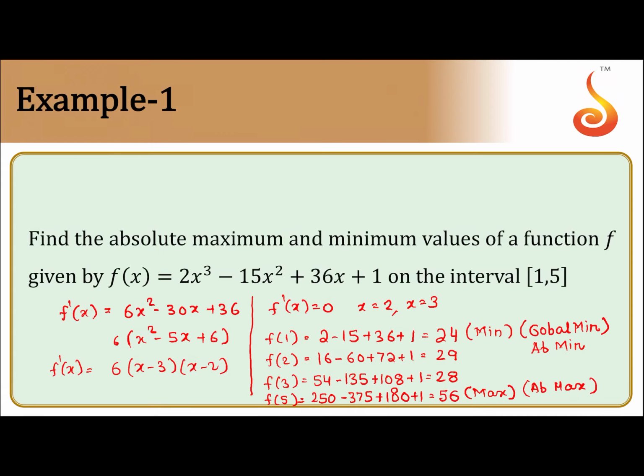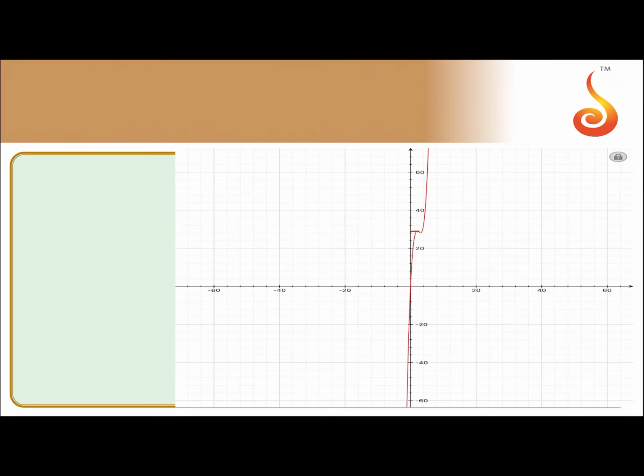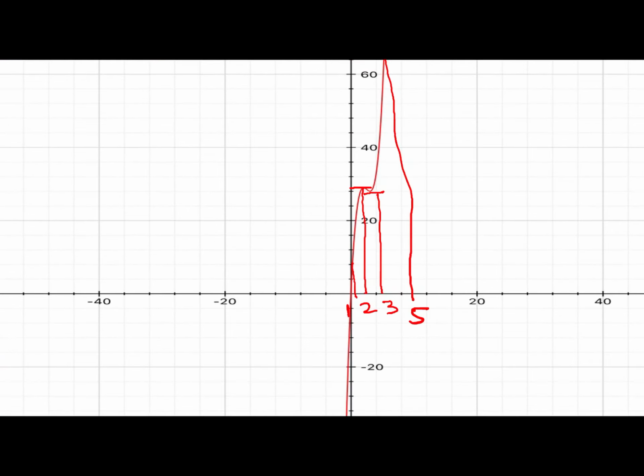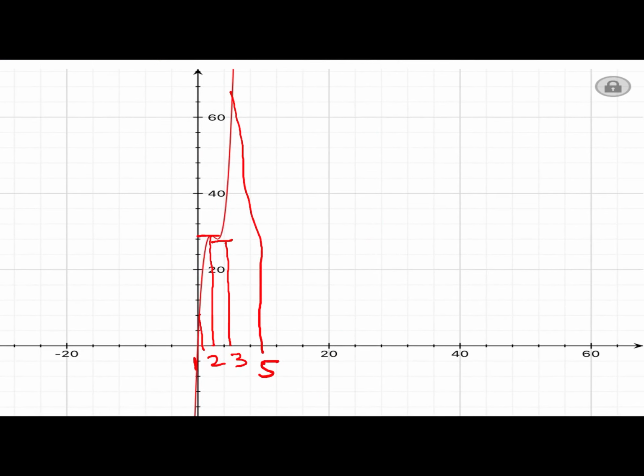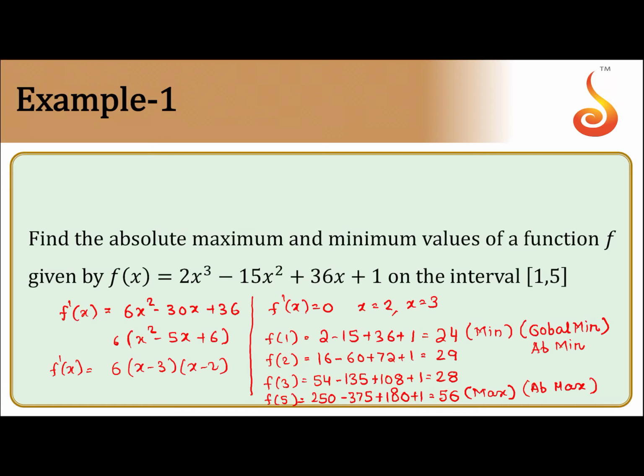I'll give you an idea by drawing the graph. Now if you see the graph of it, this is 2, and this horizontal tangent is at 3. So 1 will be somewhere here, and somewhere here will be 5. You can see there are 2 horizontal tangents you get. This is one horizontal tangent, this is another. What are those points? We have observed also.